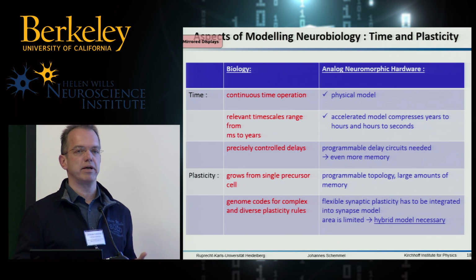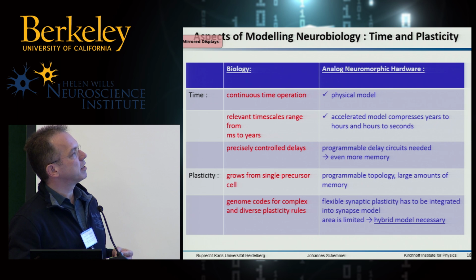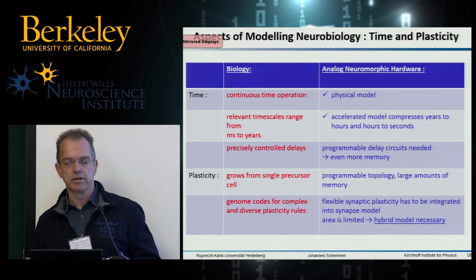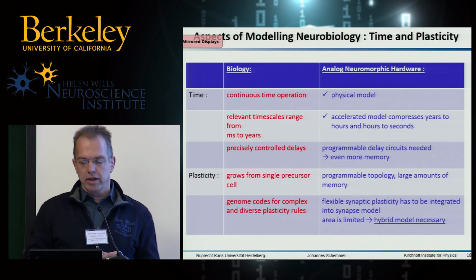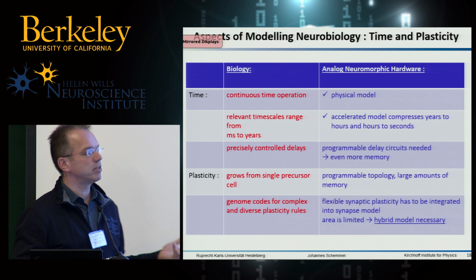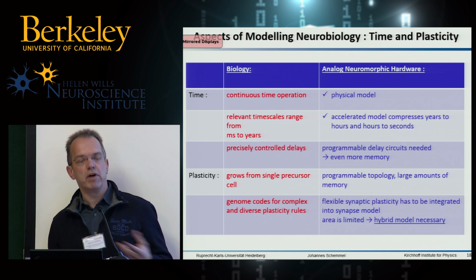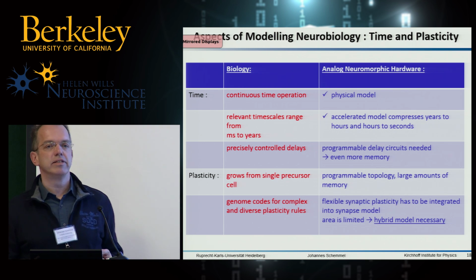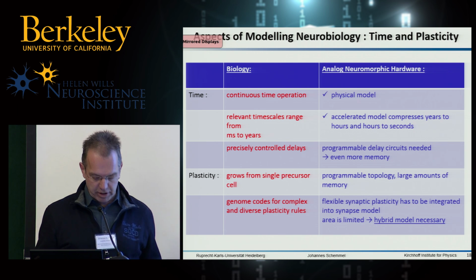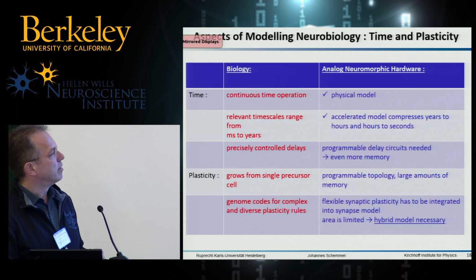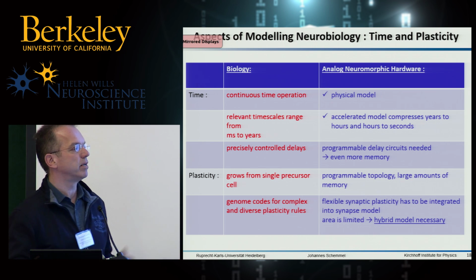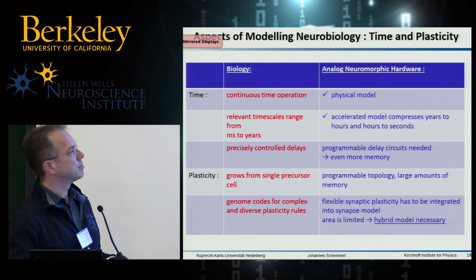You can grow cells by changing the topology, but you need large amounts of memory. We already have some provisions for this, so in principle you can try development. And the most important thing is that the genome codes for complex and diverse plasticity rules. It is not that we have one rule and then it learns from the data. We have thousands of rules, varying over the place in the brain, and only if they all work together correctly, then the animal lives and does what it's supposed to do.